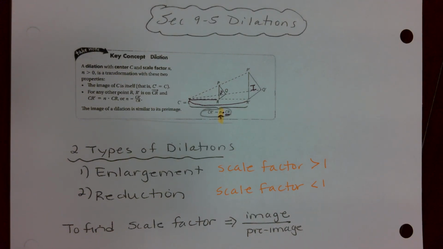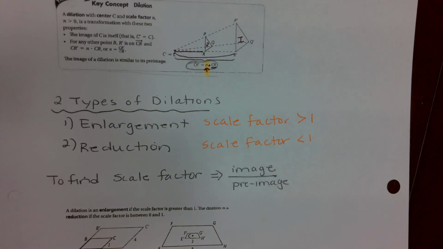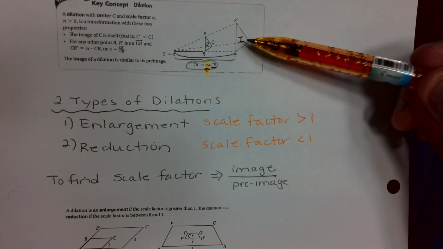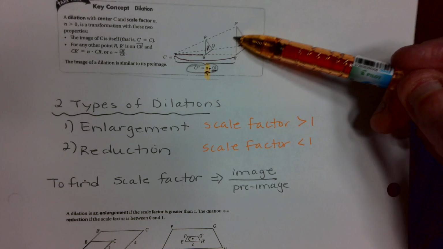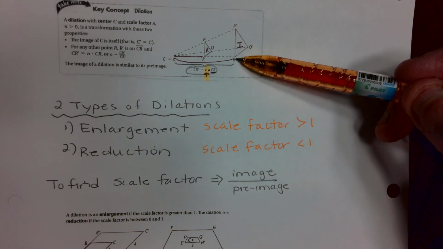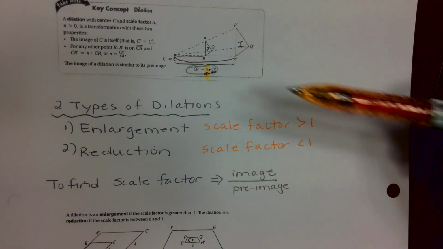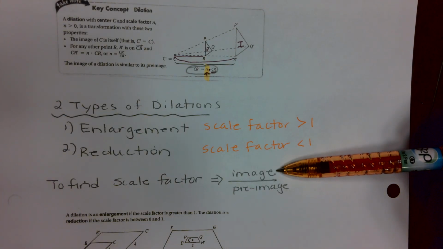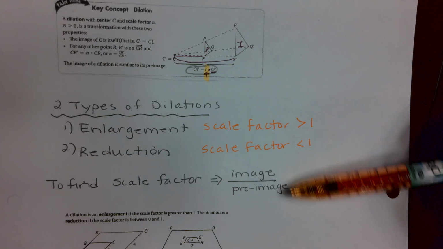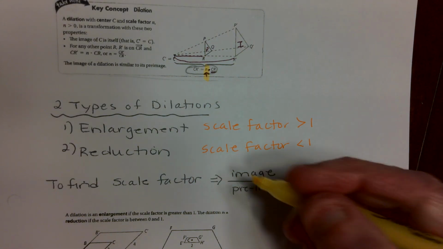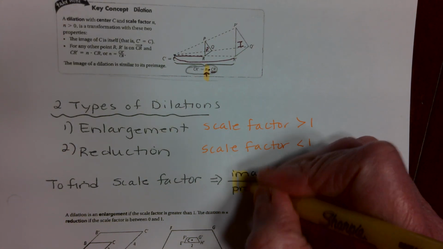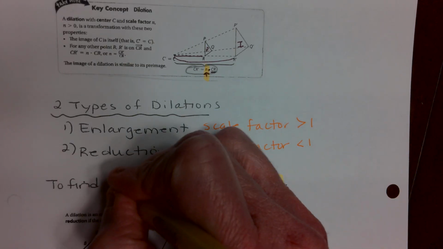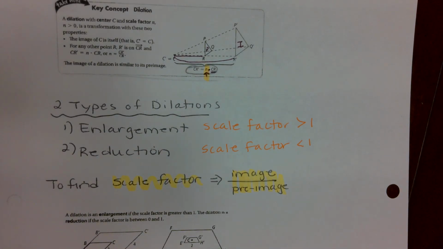And if you're wondering, well, how do you find the scale factor? Like if I'm given just the two pictures or two lengths of sides, or even this distance and this distance, and I wanted to figure out, well, what was the scale factor? How many times bigger is it, or how many times smaller? You always put your image over your preimage. That's something you're going to want to really cement into your head. Image divided by the preimage.